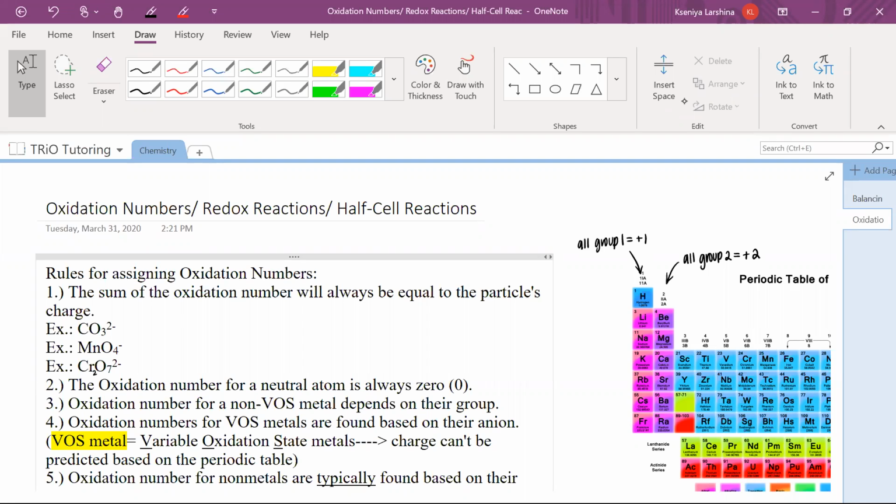Today we'll be going over oxidation numbers, redox reactions, and half-cell reactions.